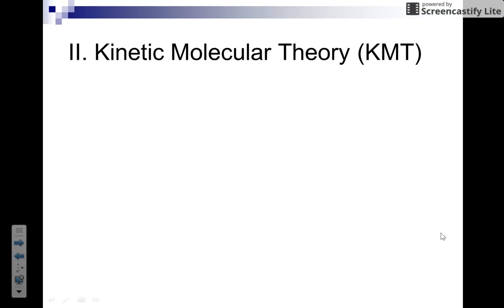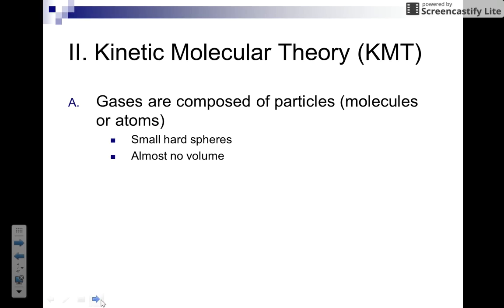Part 2 of our notes today is on the kinetic molecular theory, which is abbreviated KMT. The kinetic molecular theory is a theory that describes the behavior of a perfect gas, if gases were to behave perfectly. So that's how you should think of a gas. The theory has 5 parts, by the way.